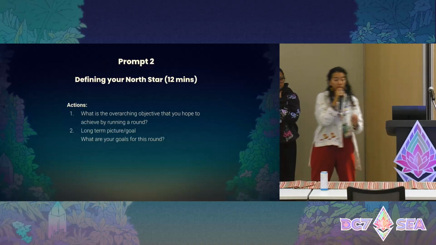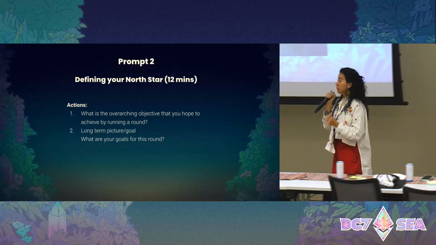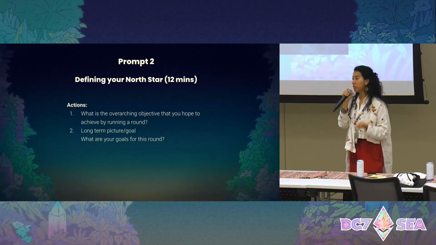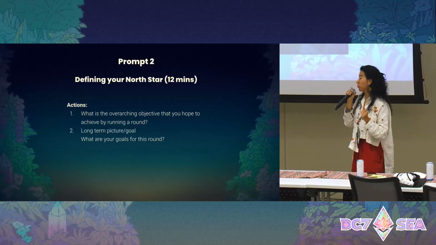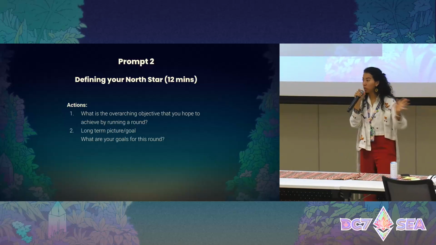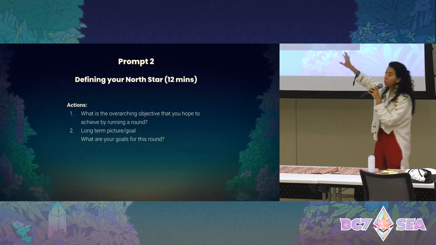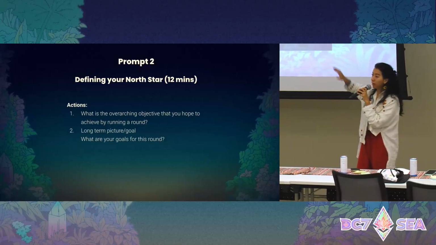And so the second prompt is: define with your team members what is the North Star that you're going to be fulfilling for this either local community or ecosystem. What is the overarching goal? And here are some questions that will help you in defining this North Star.